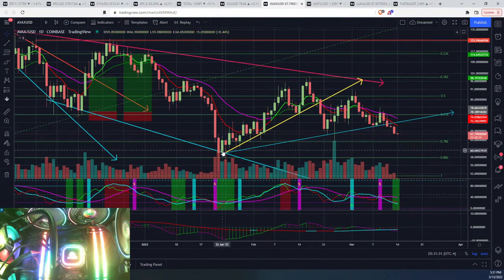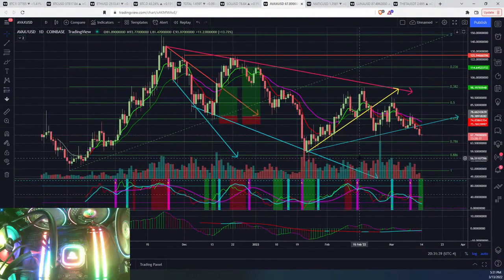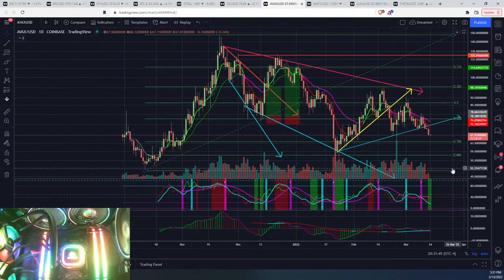So the next level, the most important level we need to hold on Avalanche is $59.85. If we get a daily close below $59.85, this will look absolutely horrendous. We have a high, we have a low, we have a lower high, we have a lower low, we have a lower high, and we're headed down here to potentially put in another lower low, which is what we would expect because clearly we're in a downtrend.